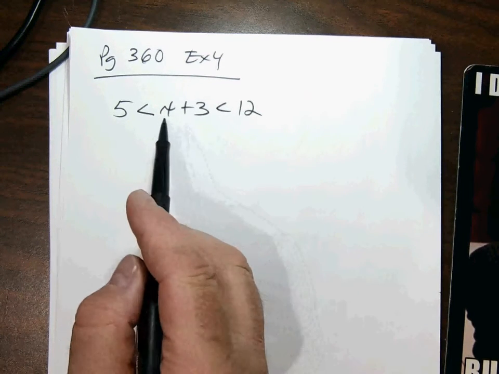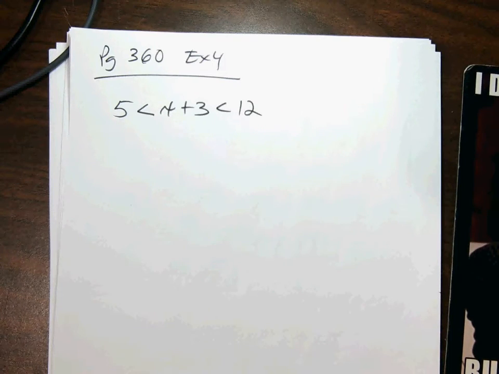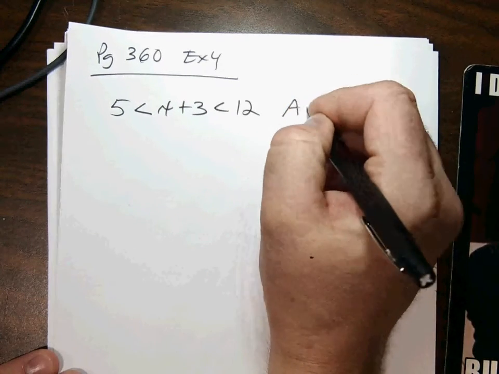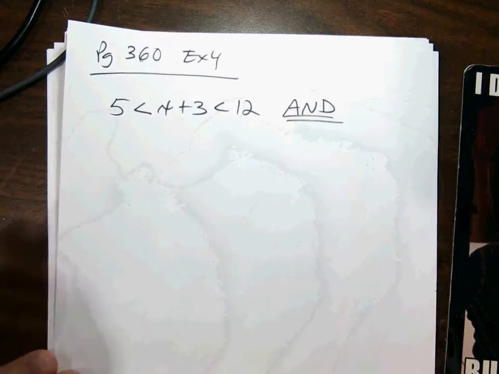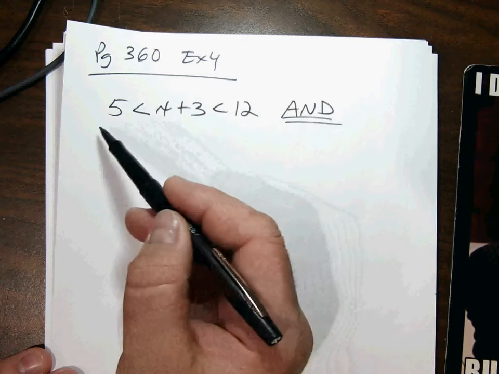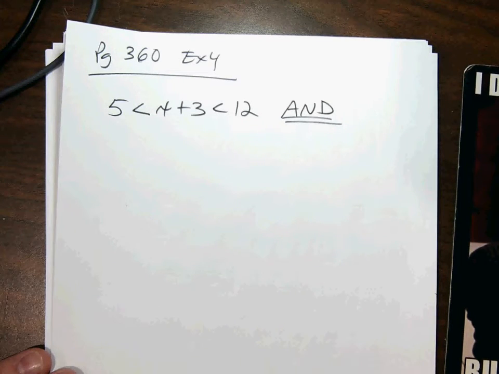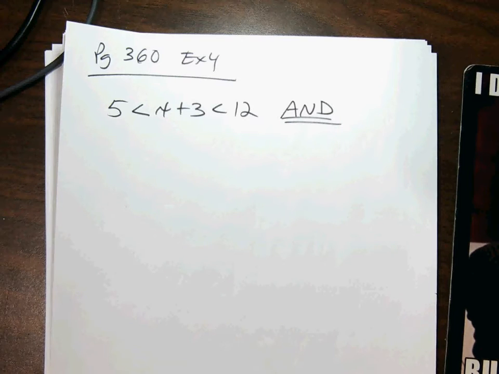So I would kind of read this as x plus 3 is greater than 5 and less than 12. It's an and situation. Okay, x is trapped in the middle of these two inequality symbols. So both of those symbols have to hold true. Okay, the word and isn't there, but it's an and problem. Okay, x plus 3 is greater than 5 and less than 12 at the same time. Okay, so I'm going to solve these simultaneously.